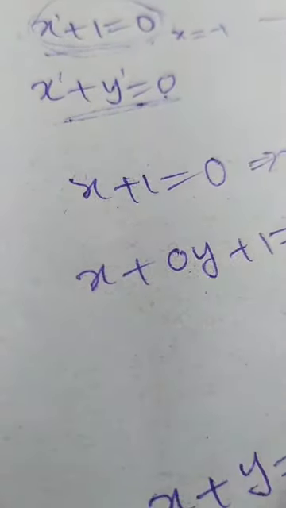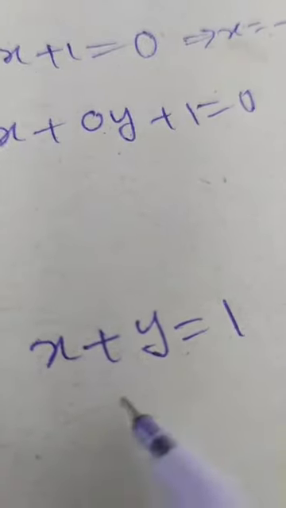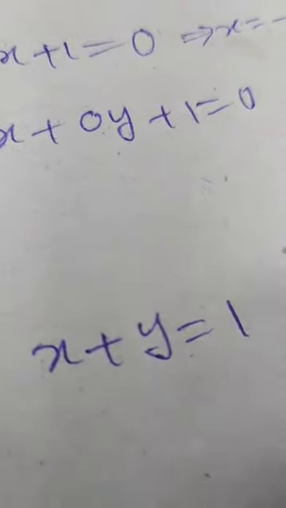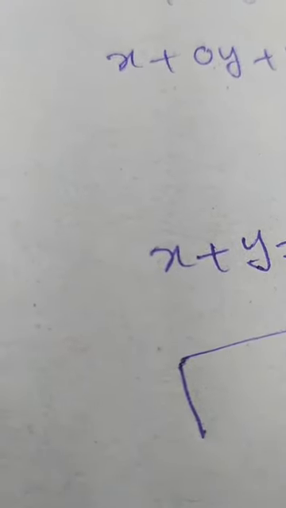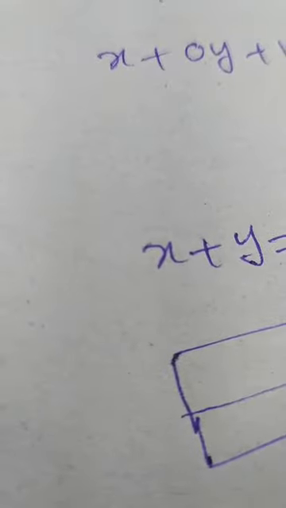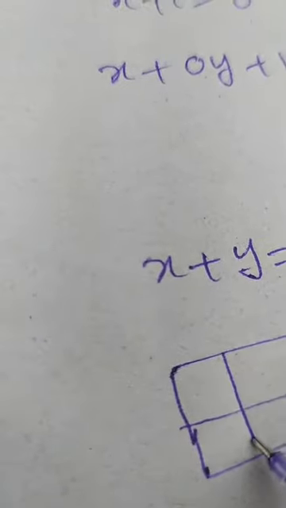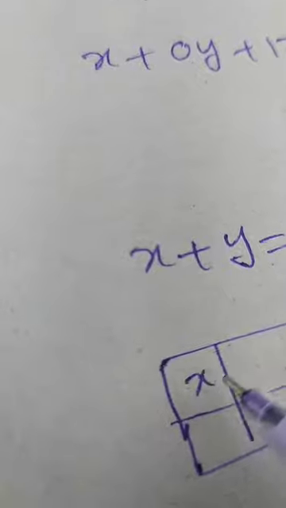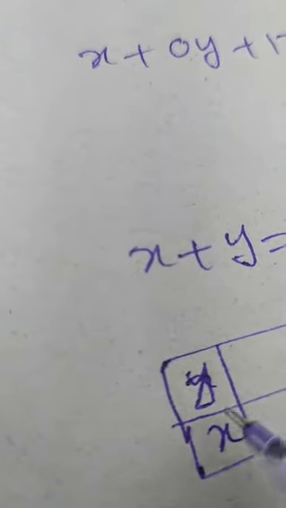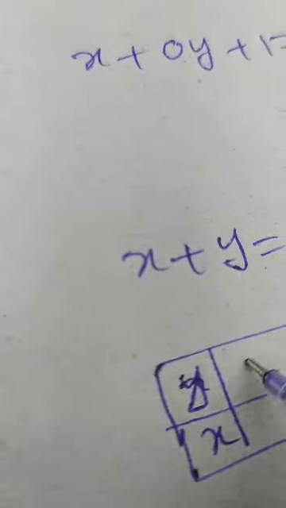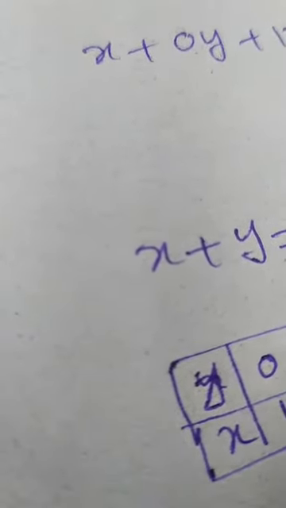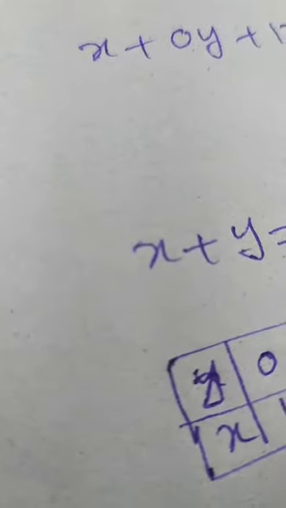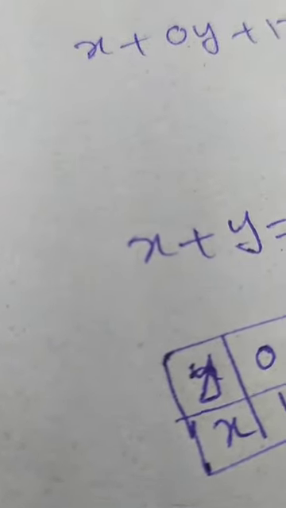For example, suppose I am taking one more equation, x plus y equal to 1. Now this is a linear equation in two variables, and it will represent a straight line. How to draw the graph? Already we studied in 9th class how to draw the graph of a linear equation in two variables. Right? Suppose I am taking x here, y here. Suppose I am putting y equals 0, you will get x equal to 1. Suppose I am putting y equal to 1, then you will get x equal to 0.